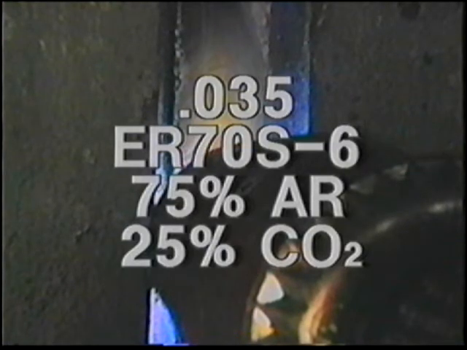This transfer is especially useful on open root joints where a fast-freezing puddle is required for puddle control and good penetration. Parameters will vary with wire type and diameter, as well as shielding gas, metal thickness, joint design, and position of welding. A common wire diameter of .035 steel will operate best in the range of 50 to 180 amperes, 80 to 380 inches per minute of wire feed speed, and 15 to 22 load volts.